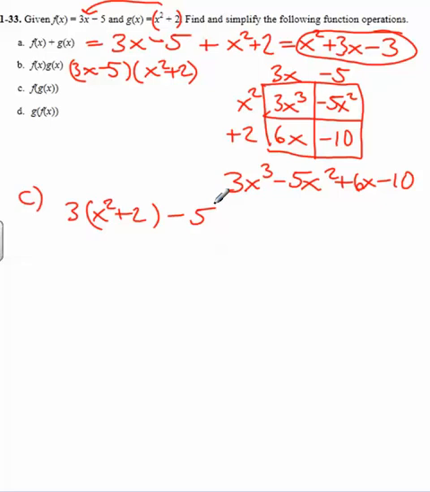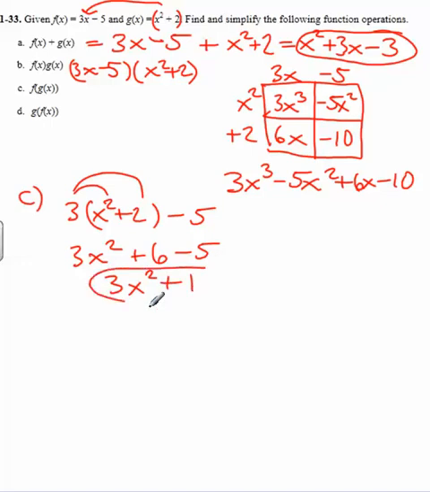And we can leave it like that, or we can simplify by distributing. If we simplify by distributing, we get our 3x squared. 3 times 2 makes 6, then minus 5. We get 3x squared plus 1 as a final result.